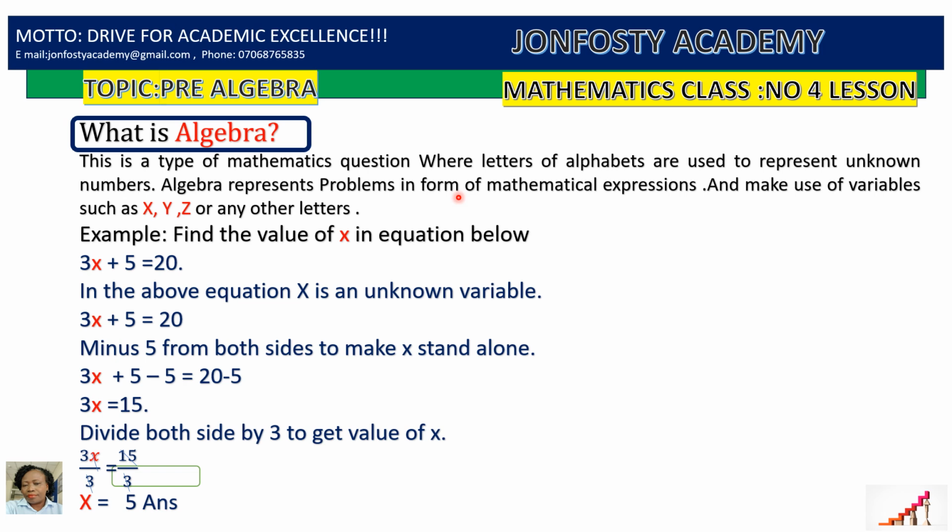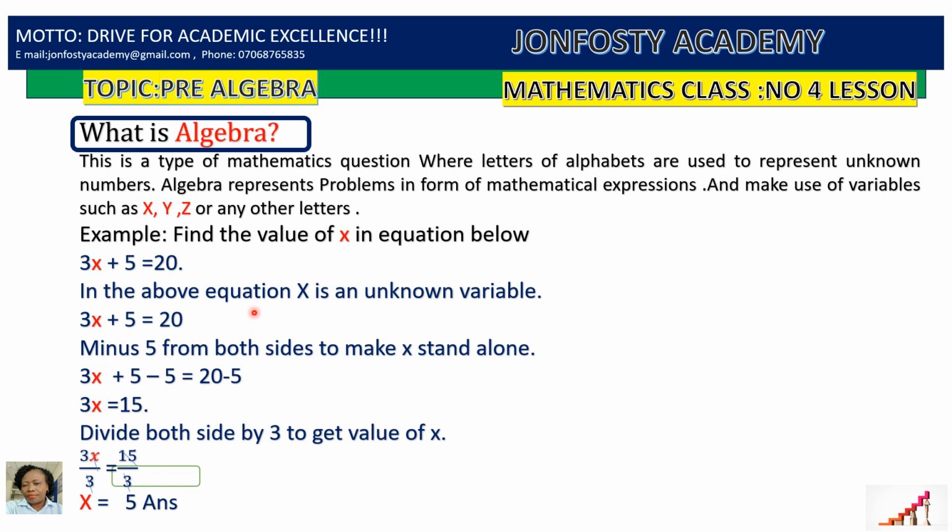Example: find the value of x in the equation below. 3x plus 5 equals 20. In the above equation, x is an unknown variable. 3 is the coefficient of x, while 5 and 20 remain the constant numbers. For us to solve this question, we need to rewrite it again. 3x plus 5 equals 20.